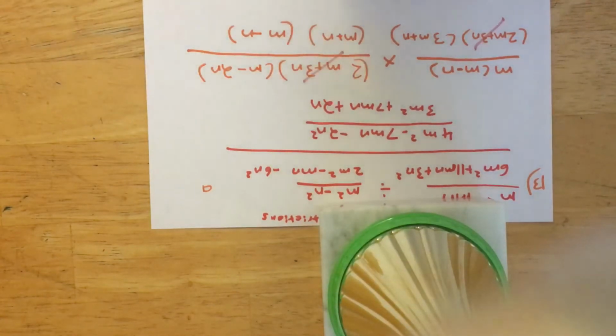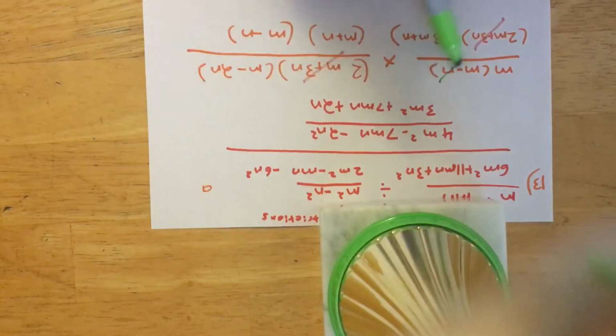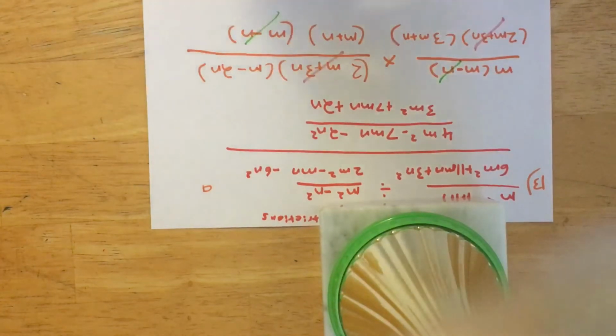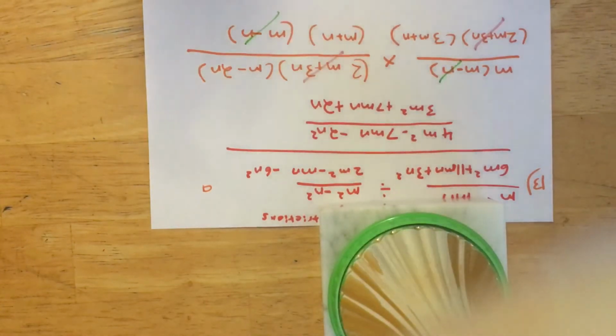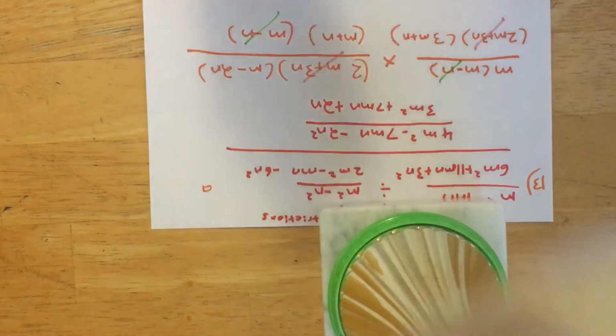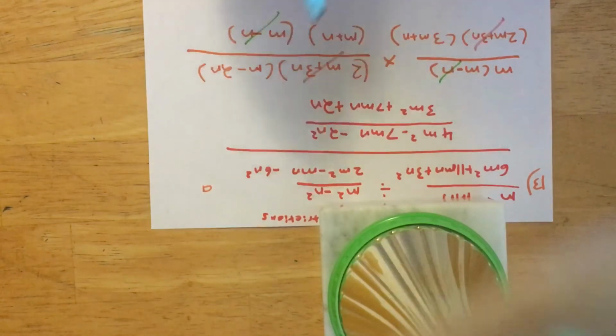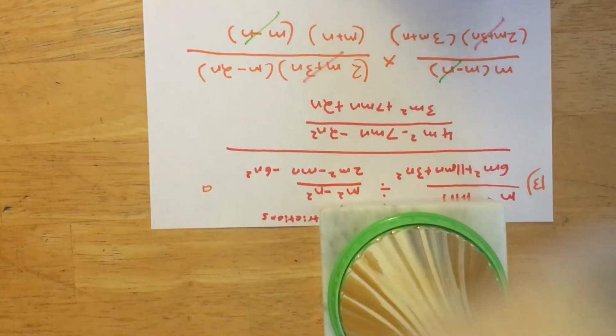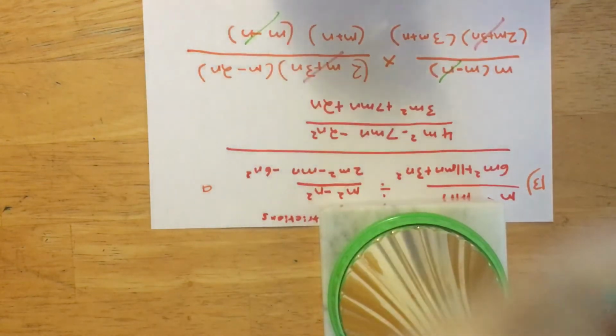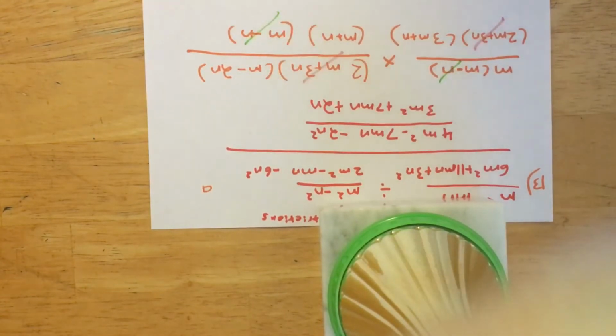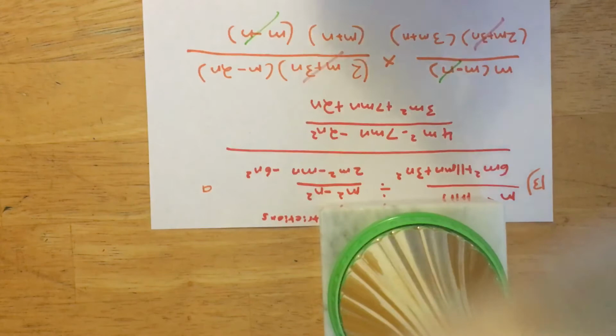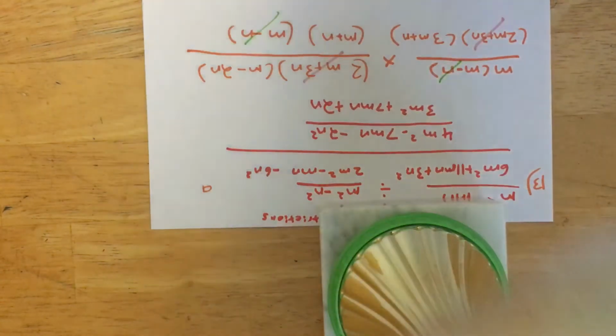Take the green to do the other two. So m minus n and m minus n over here are common factors too. So then I'm going to rewrite the equation, taking out all of these common factors. So that's going to be m over 3m plus n times m minus 2n over m plus n. So that's the rewritten, simplified equation.